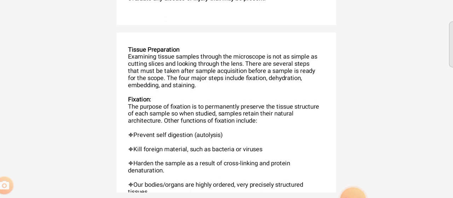Fixation. What is meant by fixation? To preserve the tissue structure in the original condition, and its morphological structure, in a proper arrangement. It is called fixation.